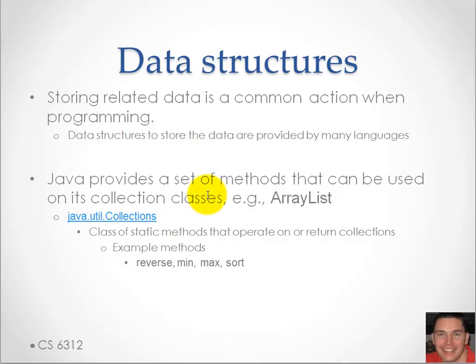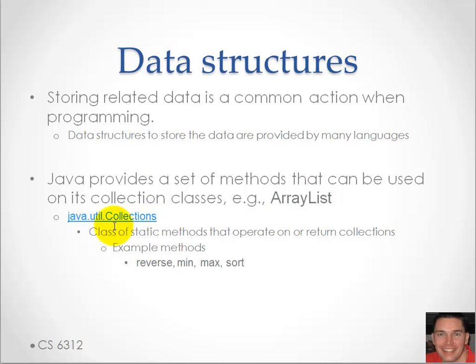There's usually a common set of behavior that we want to perform on our collections. For example, we may need to reverse our collection. We may need to find the minimum or maximum value. We need to sort that collection. So Java has provided a set of methods that can be used on any of its collection classes, for example, the collection class ArrayList.